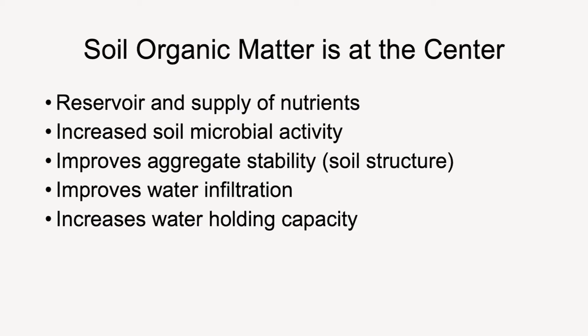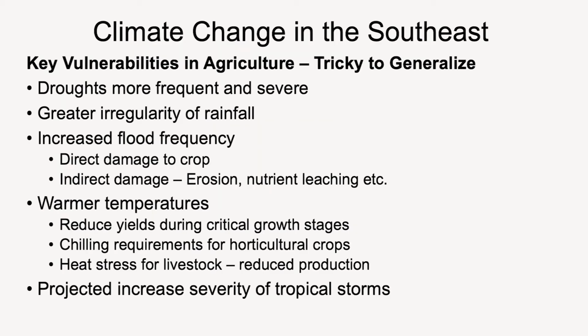It's hard to generalize across a huge span, but I tried anyway. But droughts will be more frequent and severe, and yield greater irregularity of rainfall. So you may not get less annual rainfall, but you might get it in stronger bursts. And so your soil's ability to take in that water and hold it is going to be essential. You're going to have increased flooding, warmer temperatures, and projected increased severity of tropical storms. So this is where this water dynamic and this health dynamic is important.